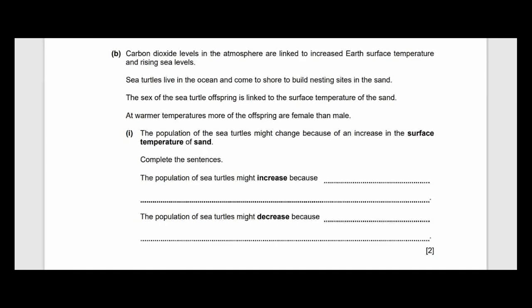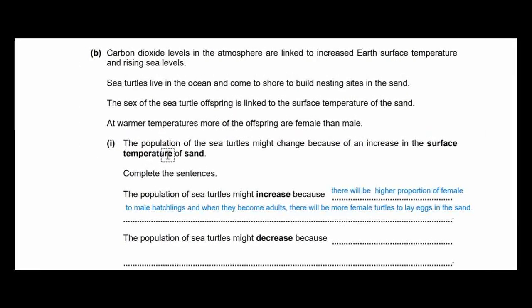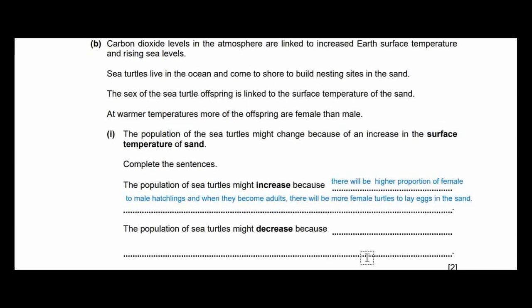Write in 10 seconds from now. 10, 9, 8, 7, 6, 5, 4, 3, 2, 1. The answer for the first one: the population of sea turtles might increase because there will be a higher proportion of female to male hatchlings, and when they become adult, there will be more female turtles to lay eggs in the sand. While for the second one, the population of sea turtles might decrease because of what? You'll be given 10 seconds to figure out the answer.